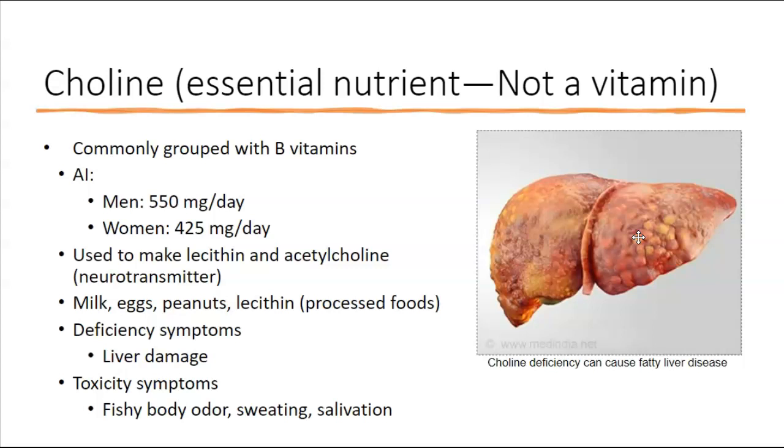It's essential. We find it in milk, eggs, peanuts, and the lecithin that is in processed foods, which is in a lot of processed foods. If you don't get enough, you can cause damage to your liver. Pretty much a fatty liver will come about. And if you get too much choline, toxicity symptoms can include a fishy body odor, excessive sweating, and salivation.